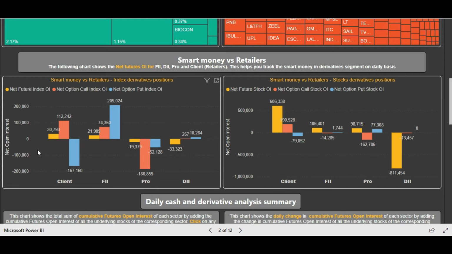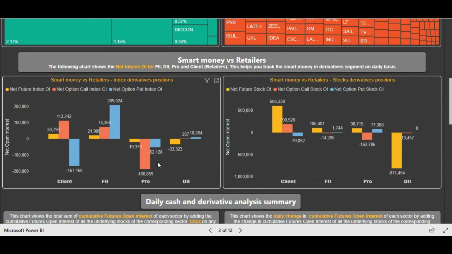You see here that client. Client represents mainly the retail section. You can see that mostly in the retail section, the calls were bought, the futures were bought and the puts were sold, or there were negative position inputs. Then we come to the FII section. You can see FIIs have slightly bought futures and slightly bought calls, and majorly they have bought puts. So they are hedging their portfolio. Then comes the pro, which can include high net worth individuals and the smart section of traders.